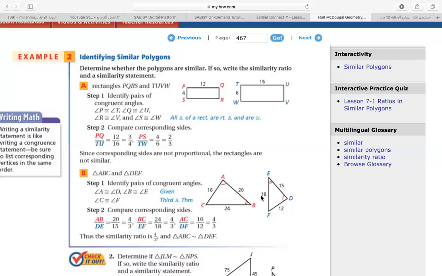Yes. You might choose now DF over AC. When she's going to compare the corresponding sides for angles D and A, she's going to choose the sides first from the second triangle, which is EF over BC.